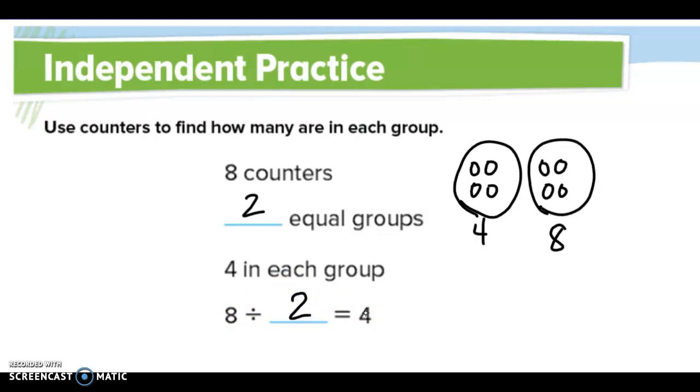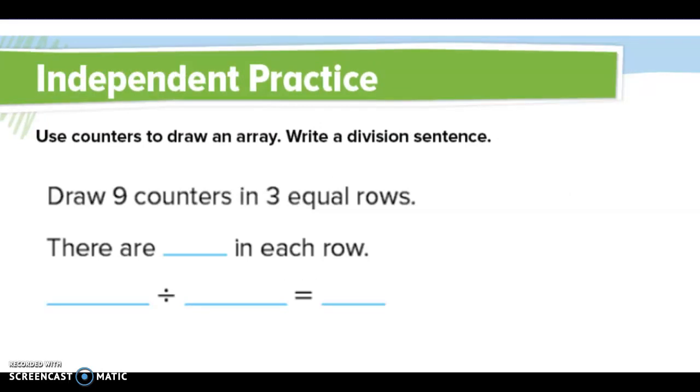So you'll practice a few more examples that will look like that. And then one more thing that I wanted to just show you. It says draw 9 counters in 3 equal rows. So this time they want us to put them in an array. So we need 9 counters in 3 equal rows. We know we want 3 rows. So you'll start off by making just one counter in each row, and then we're going to keep counting until we get up to a total of 9 counters. So we have 1, 2, 3, 4, 5, 6, 7, 8, 9.